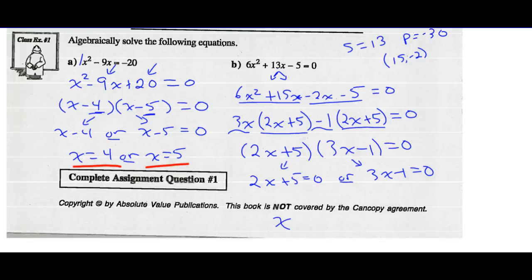So here x would equal, I would subtract 5 from both sides and then divide by 2. Or the second one, x would equal, I would add 1 to both sides and then divide by 3. So there are my solutions, -5/2 or +1/3. That's how we solve quadratic equations.